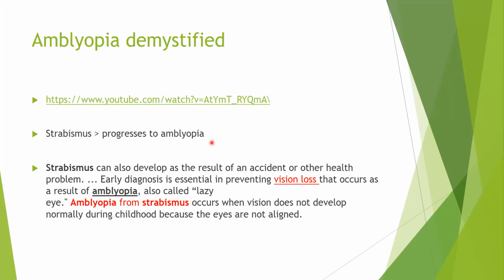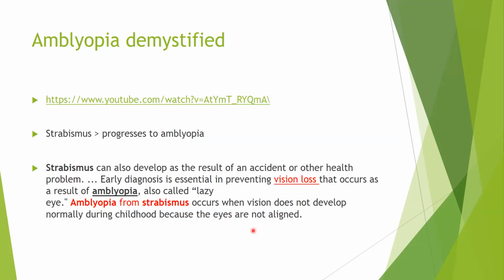So strabismus basically can progress to an amblyopia. Strabismus can also develop as a result of an accident or a health problem. Early diagnosis is essential in preventing any vision loss, and this occurs as a result of amblyopia, called a lazy eye. If amblyopia goes untreated, then it can cause a permanent strabismus. It occurs when the vision does not develop normally during childhood and this becomes chronic.